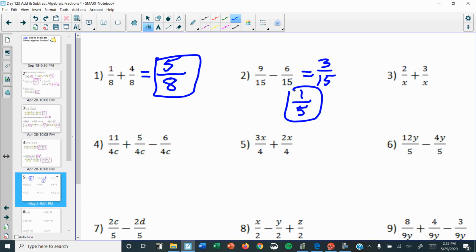So obviously this is not the whole topic. We're just trying to warm up your brain. The next one, kids go, oh my God, everything's different now. Now there's a variable. So what? Are the denominators the same? Yes. 2 plus 3 is 5. 5 over x. And there's your answer.